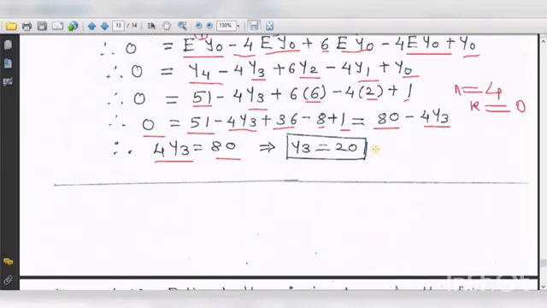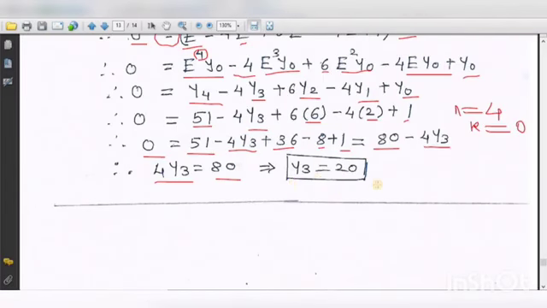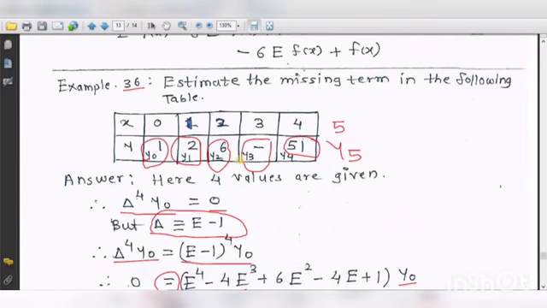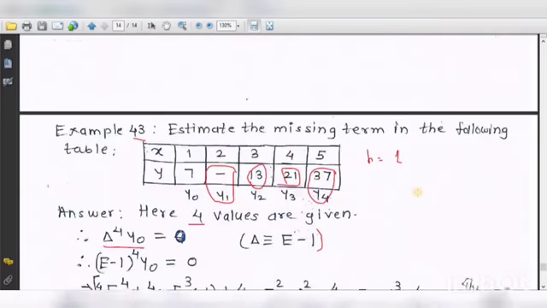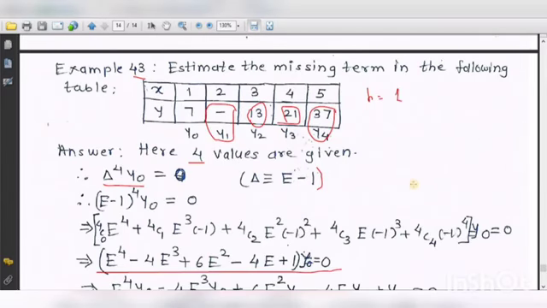In the previous example also you can check, we are getting y3 equal to 20, and y2 equal to 6 and y4 equal to 51. So it lies between 6 and 51. So our answer is correct. In this way you can solve any example based on this relation between the forward difference operator and shift operator using this formula, and you know how to find powers of delta as well as this bracket, how to expand E minus 1.